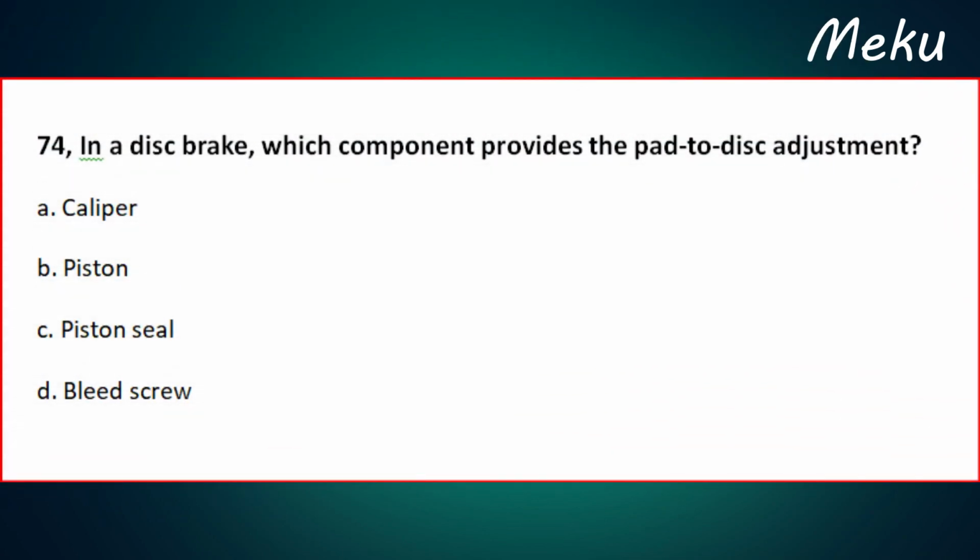74. In a disc brake, which component provides the pad-to-disc adjustment? A. Caliper, B. Piston, C. Piston seal, D. Bleed screw.